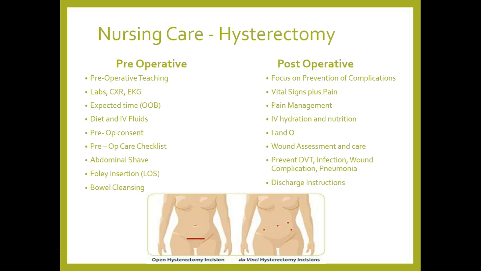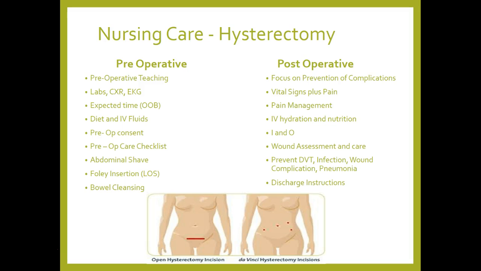Why do we put a Foley in before doing a hysterectomy? Well, if you think about the anatomy of people, it makes sense that if we are working in the general vicinity of the lower abdomen, we want to keep the bladder decompressed as possible. We do not want it filling up with urine, because then what is there a risk for? There's a risk that we can nick the bladder and cause some pretty big issues. So we put a Foley in to keep the bladder deflated.